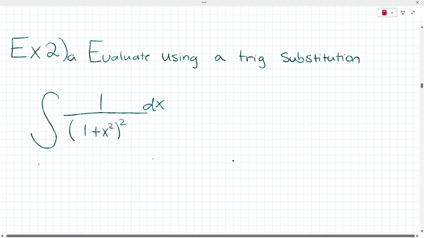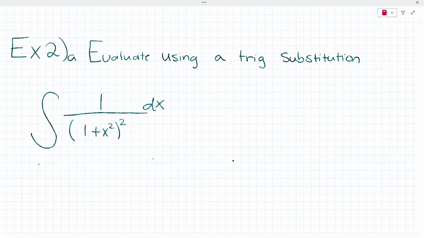Okay, let's move on to example 2. Evaluate using the trig substitution. We have the integral of 1 over 1 plus x squared, parentheses 1 plus x squared raised to the second power dx. So what do we know? It looks like we have some kind of partial fraction, right? This right here, we got to simplify this before we go any further. You can solve this using a partial fraction decomposition, but let's use our trig substitution.